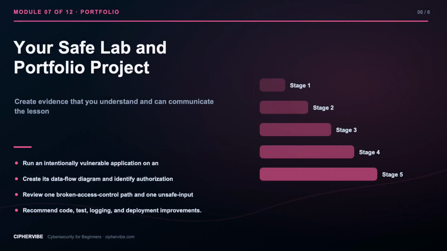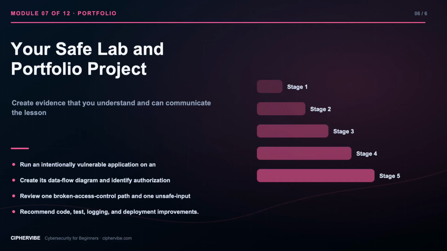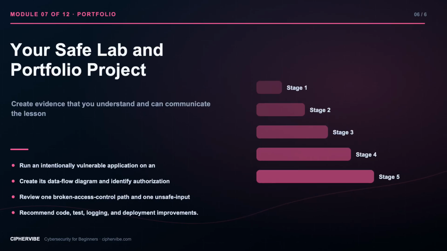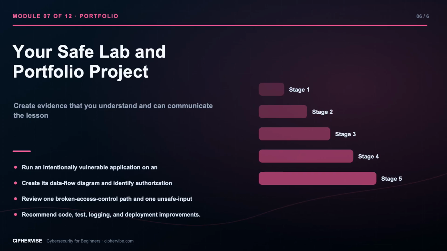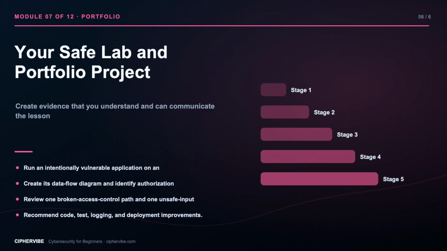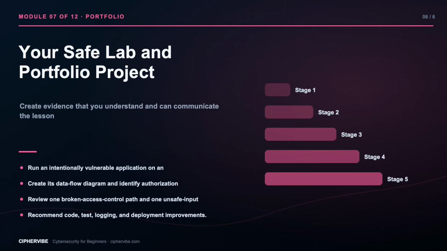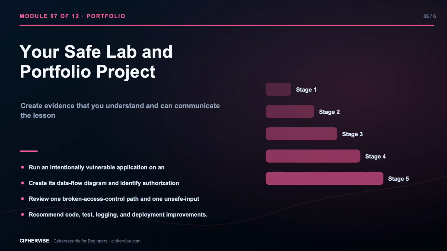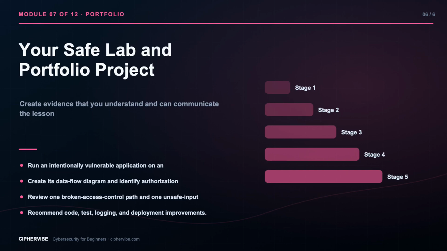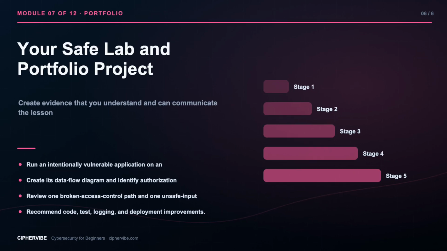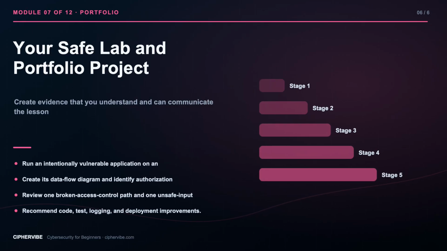Finish the lesson by creating a portfolio artifact rather than merely watching another explanation. First, run an intentionally vulnerable application on an isolated local network. Second, create its data flow diagram and identify authorization decisions. Third, review one broken access control path and one unsafe input path defensively. Fourth, recommend code, test, logging, and deployment improvements. Fifth, deliver a short defensive review linked to recurring OWASP risk classes.